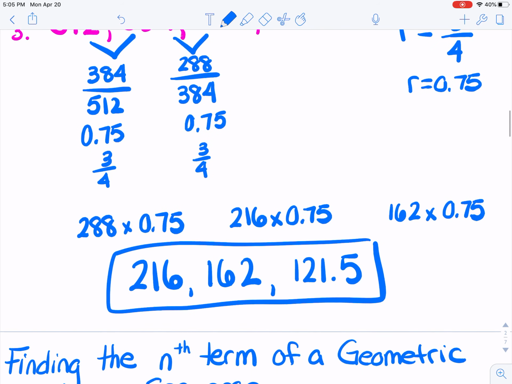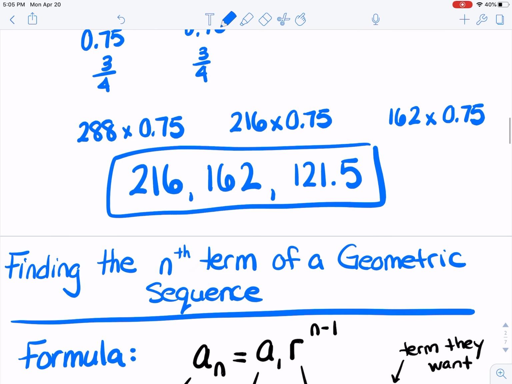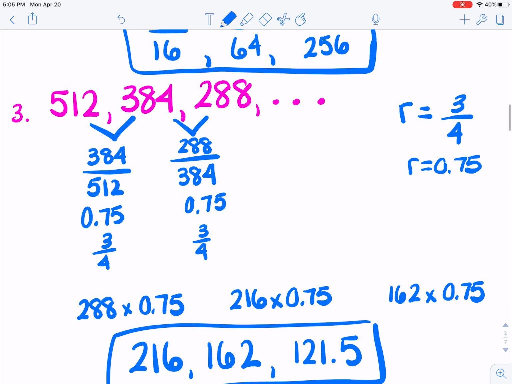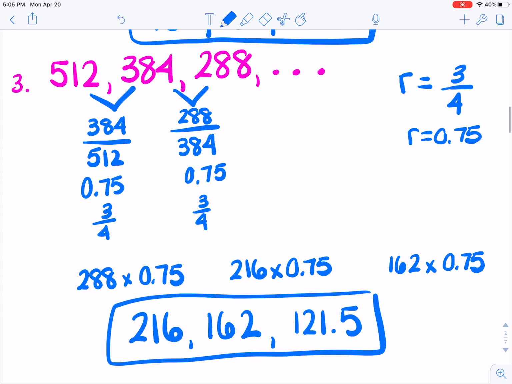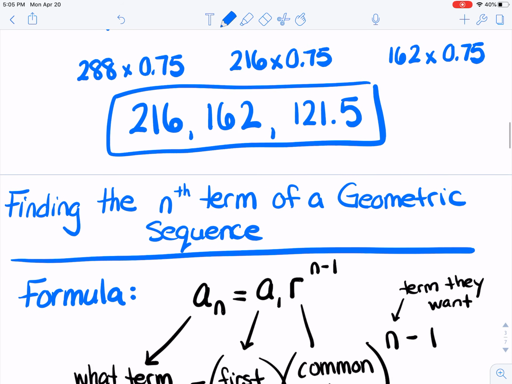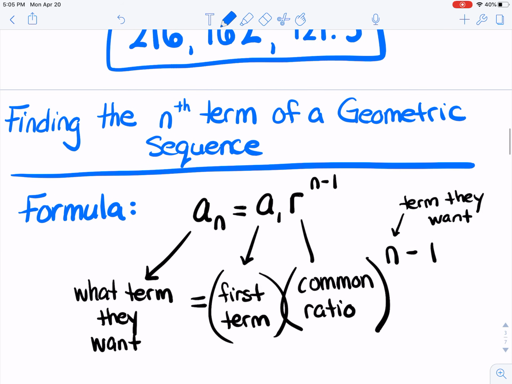Okay, now, this is great when they're just asking you for the next three terms. If you remember from arithmetic sequence, they could ask you for the 55th term. Well, if you're using this method, finding the 55th term is going to take you a very, very long time. So there is this magical little formula. If they want something that is farther down the road than the next three terms, or sometimes they don't give you all the terms, they might just give you the first term and you have to find something in the future. So this is the formula that you would use.